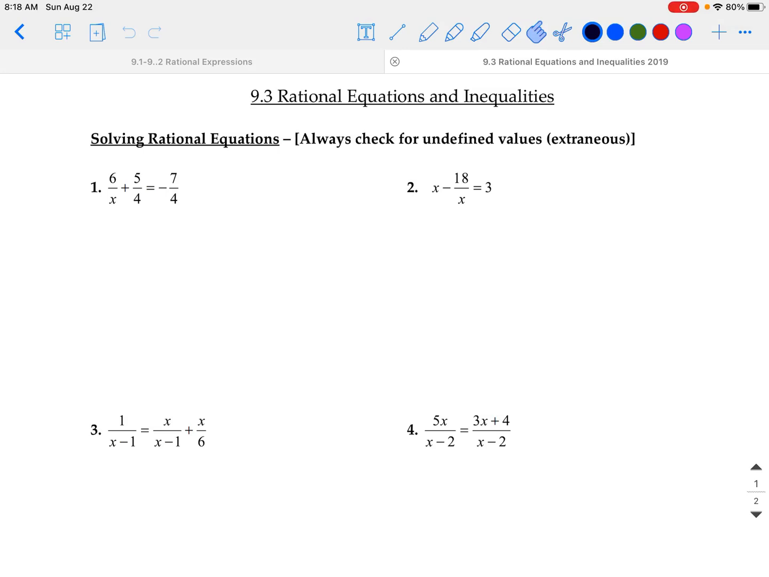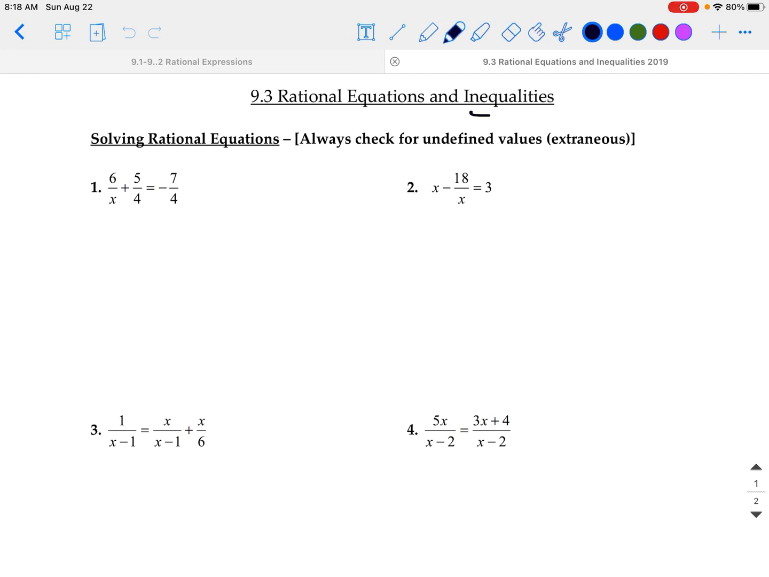Welcome back, everybody. So we are going to finish Module 9 here by looking at rational equations and inequalities. And so for solving rational equations, we're going to do a lot of the things that we did in 9.1 and 9.2. So we need to identify undefined values, obviously. And then we're also going to be doing a bit of factoring and combining of terms through addition and subtraction. But our goal here is to figure out the solutions for x.